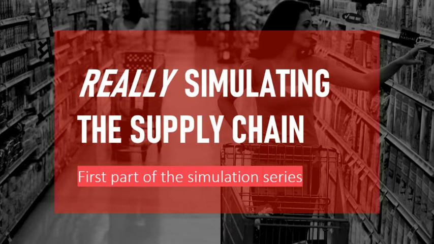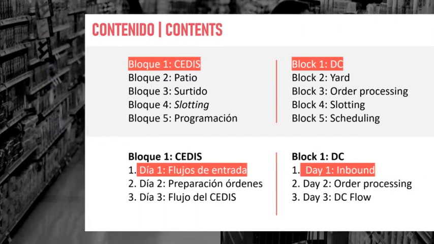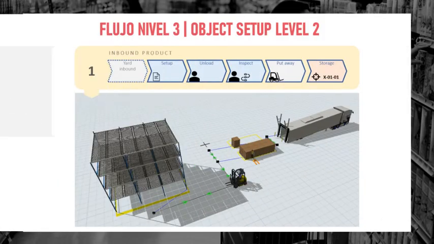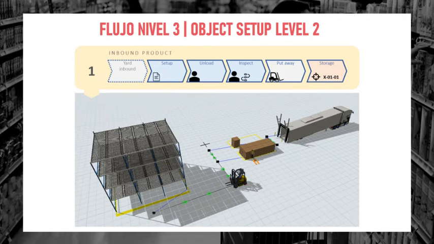Block 1. Really simulating the distribution center. We will do a second pass to our inbound flows and create an inspection process.